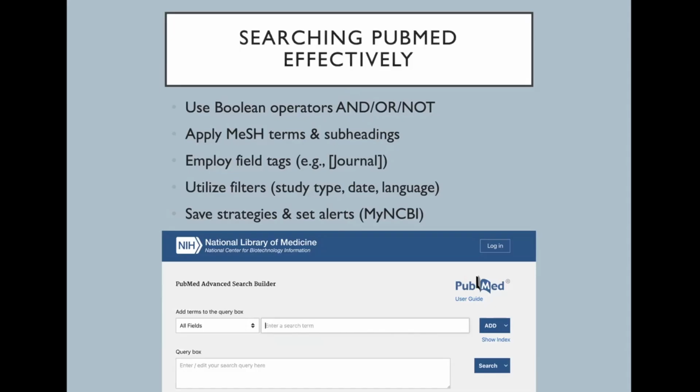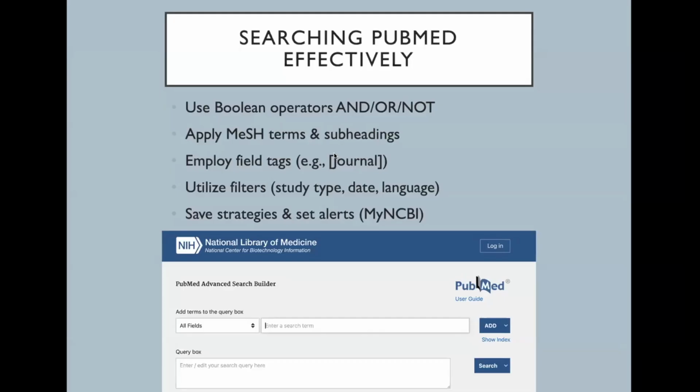MeSH terms stand for medical subject headings. This is a way in which PubMed indexes different studies into subheadings and subcategories in order to classify different studies under different terms, so that selecting a MeSH term allows you to have the most representative studies within that term. So we'll take a look at those as well.